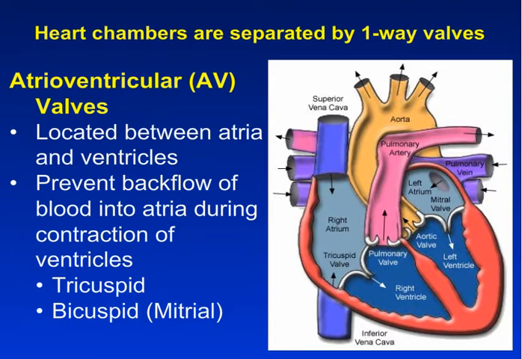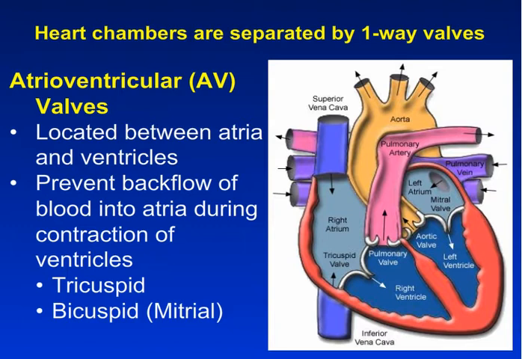So the first of these valves we have are the AV valves, or atrioventricular valves. As the name implies, these valves separate the atria from the ventricles. There are 2 different atrioventricular valves. The first of these is the tricuspid valve. The tricuspid separates the right atrium from the right ventricle. One good way to remember this is that tri and right both have an R in it.